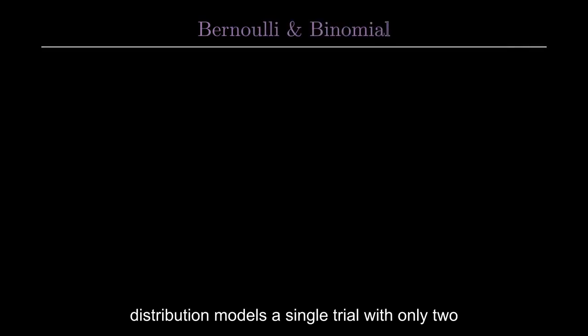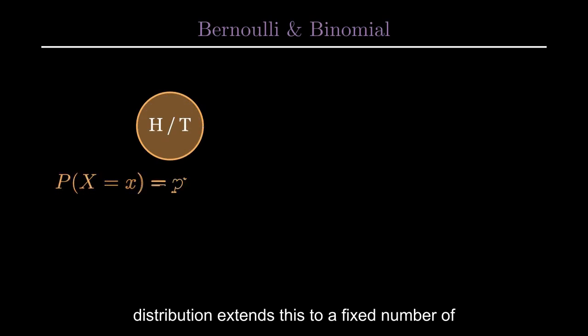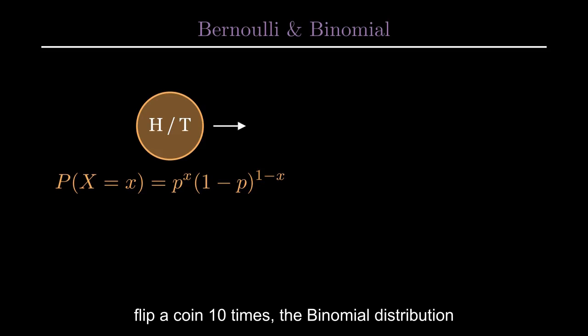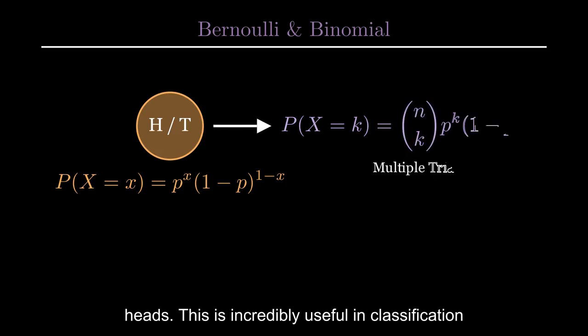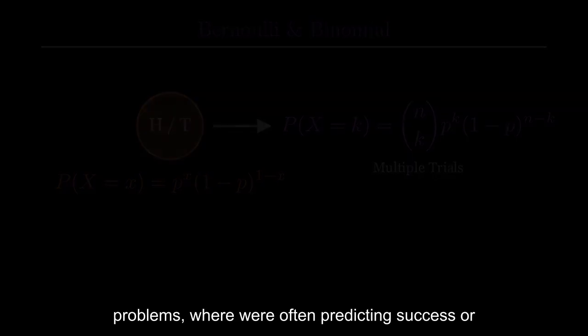Moving to discrete distributions, we have the Bernoulli and binomial. The Bernoulli distribution models a single trial with only two possible outcomes, like a coin flip. The binomial distribution extends this to a fixed number of independent Bernoulli trials. For instance, if you flip a coin 10 times, the binomial distribution tells you the probability of getting exactly 7 heads. This is incredibly useful in classification problems, where we're often predicting success or failure.